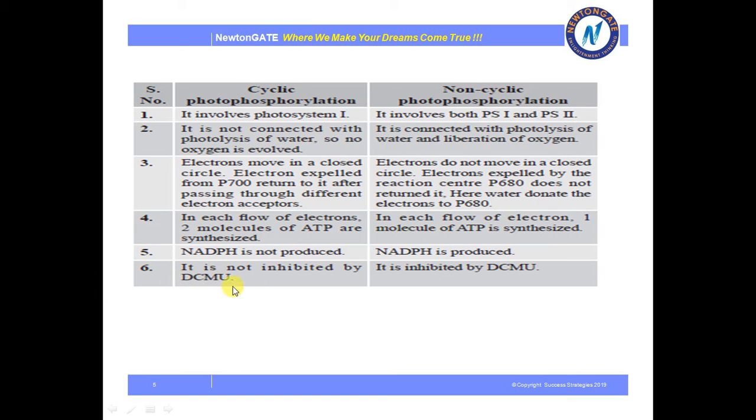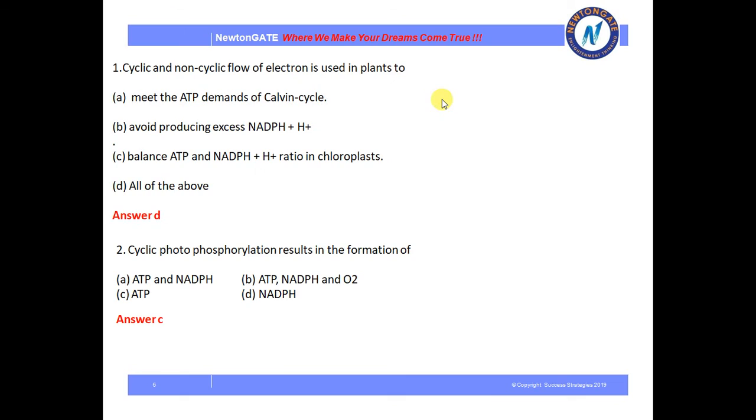Now DCMU. DCMU is an inhibitor of the electron transport chain, okay? So cyclic photophosphorylation is not inhibited by this compound DCMU, but non-cyclic photophosphorylation is inhibited by DCMU. Okay, I hope you will go through all these points before examination because these are very important, and this slide itself is very important and very informative. Before exams, students, please go through this slide, okay?